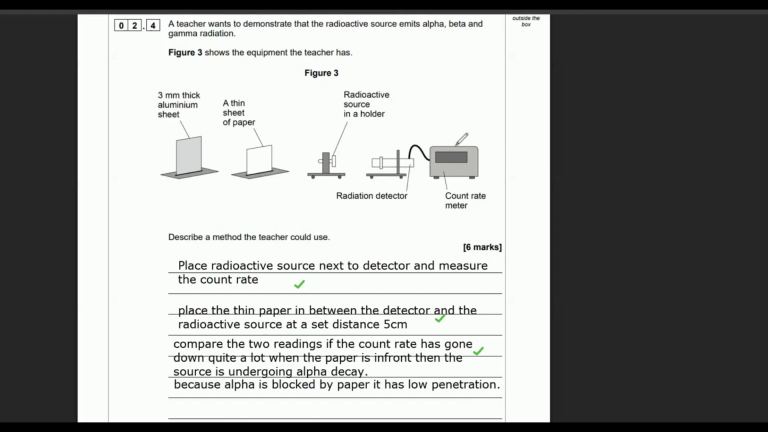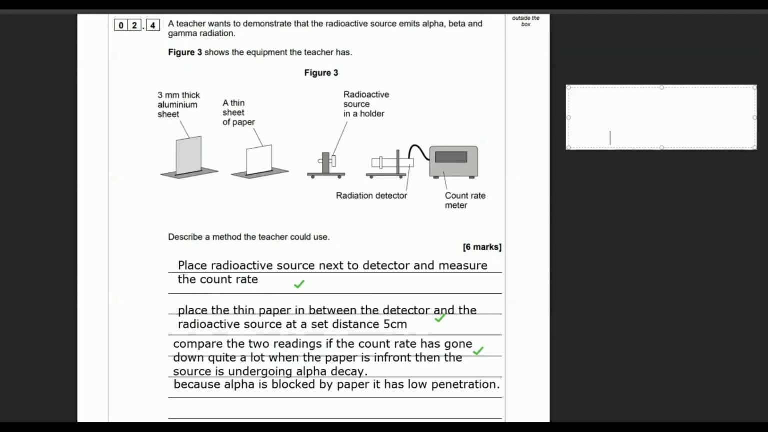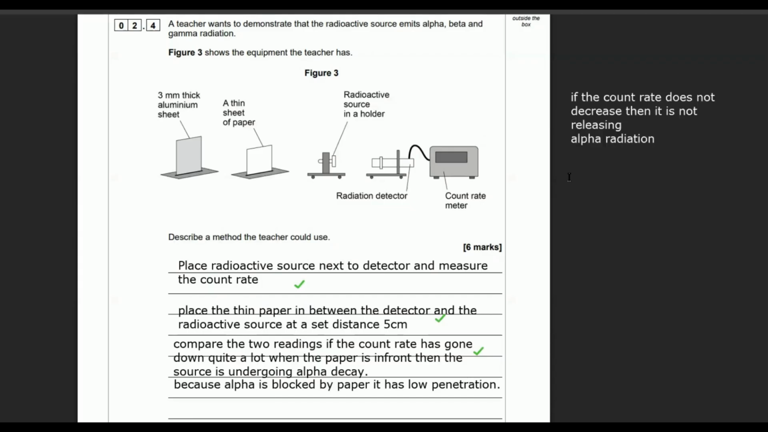So imagine we start off just with the detector and the radioactive source, and the count rate says 1,000. Now, when I put the paper in between, if that drops to like 500, I know it was giving out alpha radiation because it got blocked. However, if it doesn't get reduced, then it's not giving out alpha radiation. So I'll write on the side here because I've run out of room: if the count rate does not decrease, then it is not releasing alpha radiation or alpha particles.